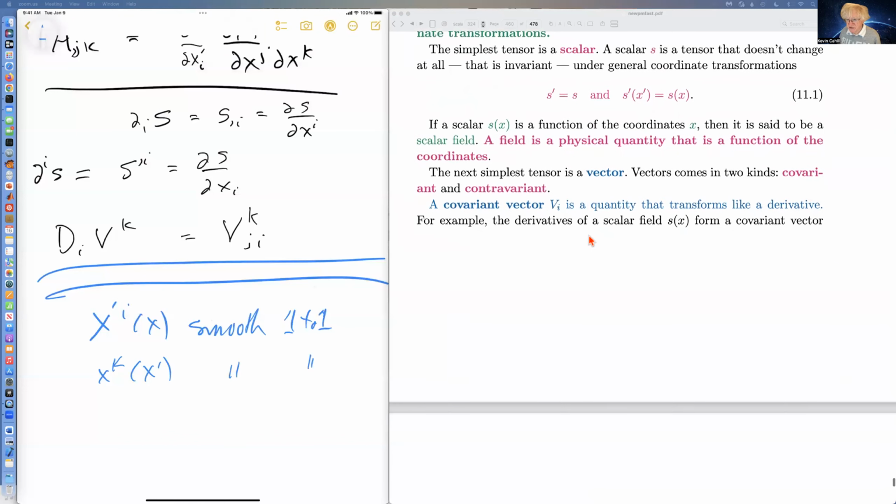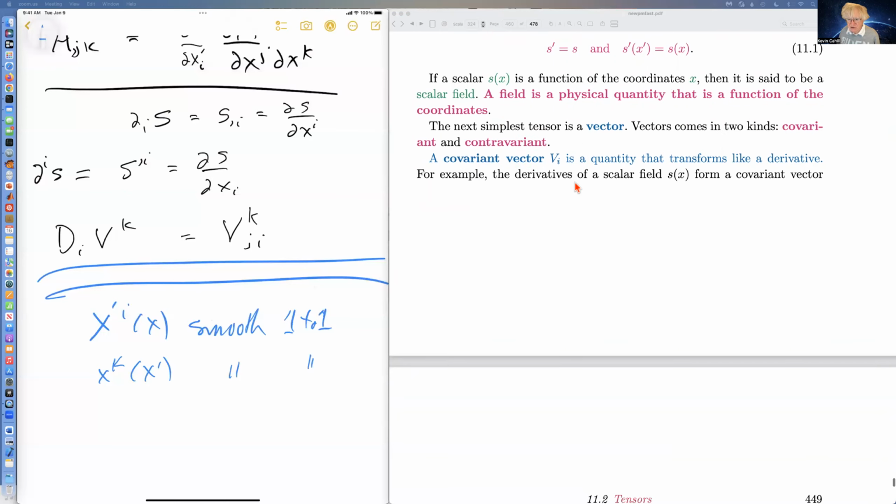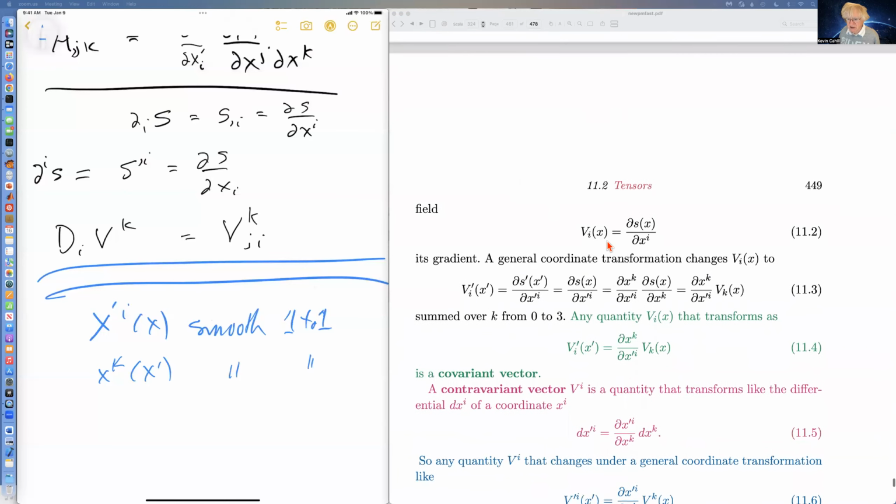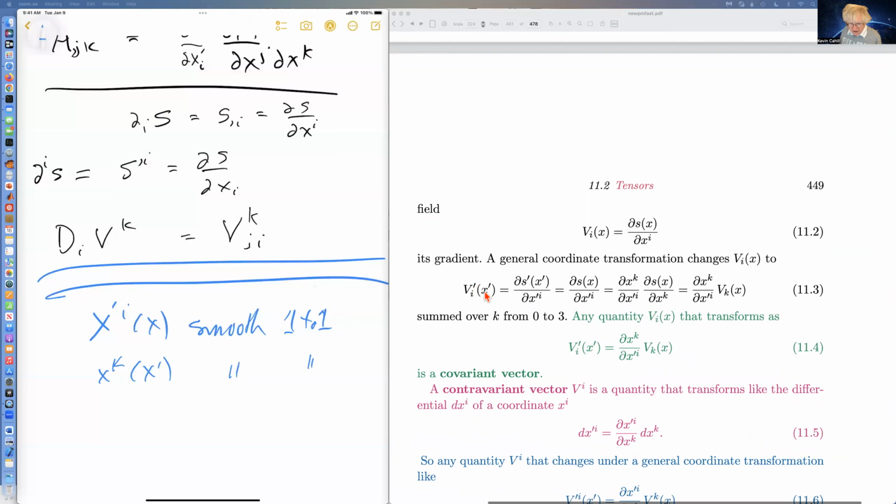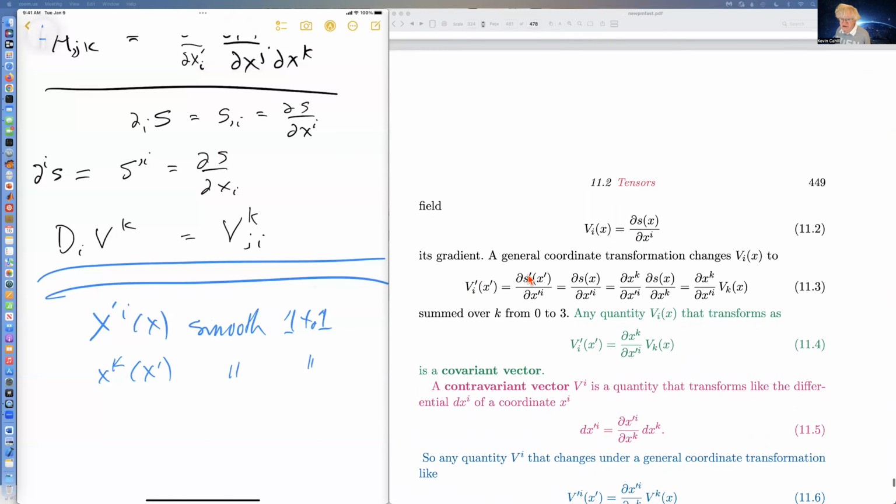The next simplest, of course, is a vector, and there are two kinds, covariant and contravariant. The covariant ones are just like derivatives of a scalar. And so in the primed coordinate system, the ith component of the covariant vector at x prime is the derivative of the scalar at x prime, but s prime of x prime is s of x, so we just have this derivative. The chain rule tells us that that derivative is this linear combination where we sum over k, and this derivative, on the other hand, is what we were calling the v_k.